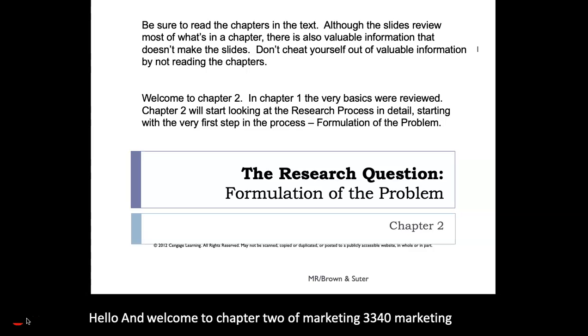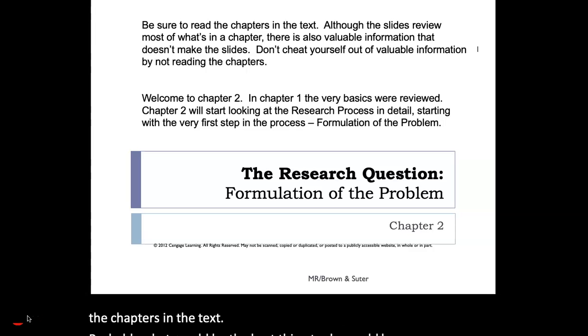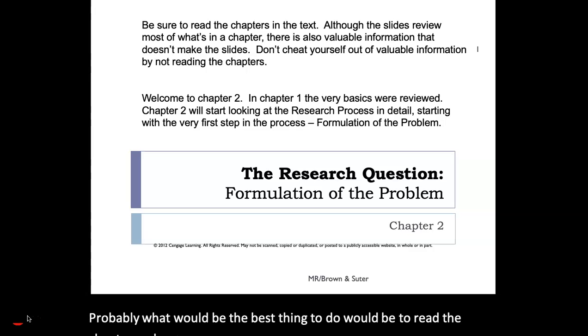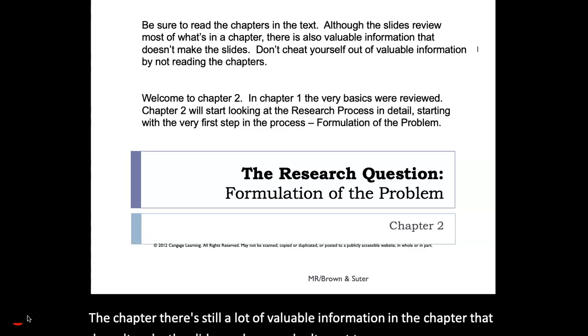Before we get started, I do want to remind you to please read the chapters in the text. Probably the best thing to do would be to read the chapter and then review the slides. Although the slides review the important parts of the chapter and include most of what's in the chapter, there's still a lot of valuable information in the chapter that doesn't make the slides. And so you don't want to cheat yourself out of that information.